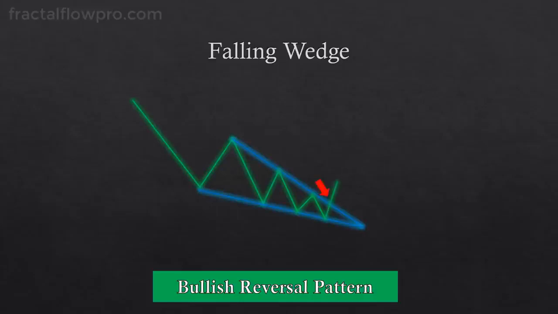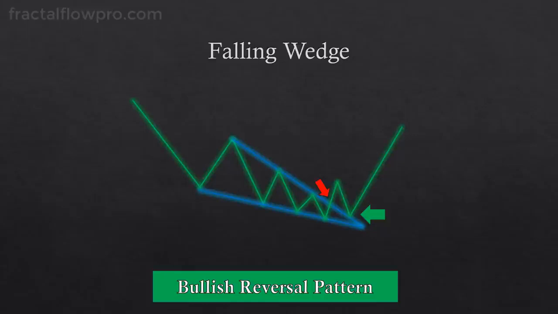Using the same logic as before, the ideal entry happens when price retraces back to the upper line of the falling wedge to test it as support. The logical stop loss is below the lowest low in the wedge, and you should strive for a target that is at least 3 times as big as your stop.